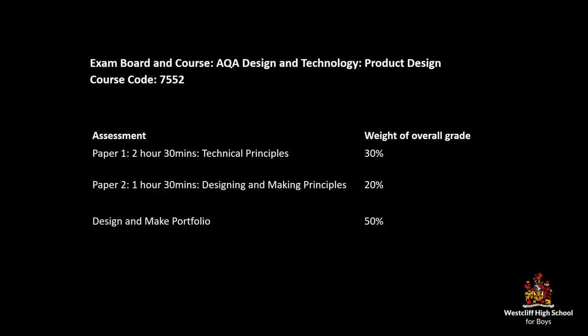The assessment is divided into two main sections. You will have 2 examination papers and will also complete a design and making portfolio. Paper 1 is 2 hours 30 minutes long and will be on technical principles, and this equates to 30% of the final grade. Paper 2 is 1 hour 30 minutes long, and this will be on design and making principles and equates to 20% of the final grade.